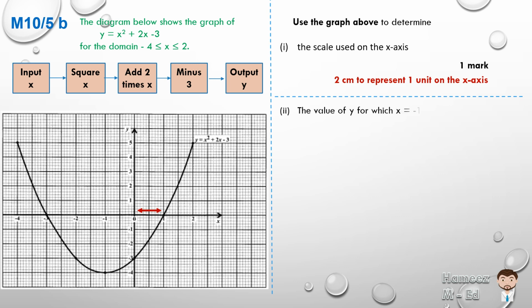Part 2, find the value of y for which x is equal to minus 1.5. So if x is equal to minus 1.5, between minus 1 and minus 2, that middle line that's coming down there, the dark line, is minus 1.5. And if we go straight down and we read off the value, it's going to give us y is equal to minus 3.8. Don't forget the minus sign.